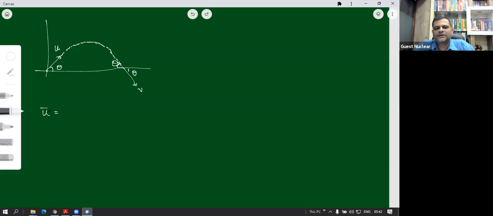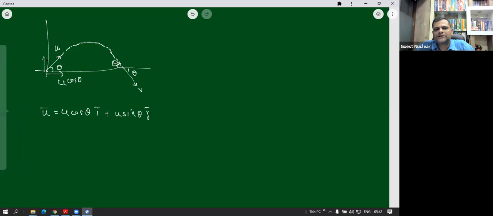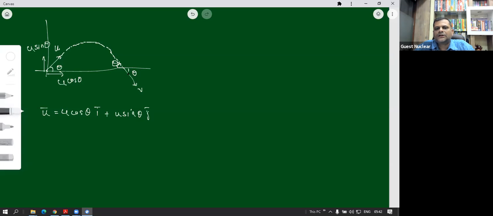So we can say the initial velocity here will be obtained as u cos theta into i bar plus u sin theta into j bar. This we already know, because this can be resolved into two components. One is u cos theta and another one is u sin theta. Correct? Yes. Now just resolve this also in two components.